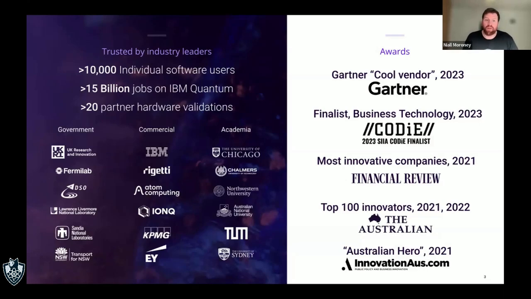We do also partner with other hardware providers, other people who make quantum computers. But say, unlike Sylvia before, we do not build our own quantum computers. Instead, we integrate our software with different hardware providers.